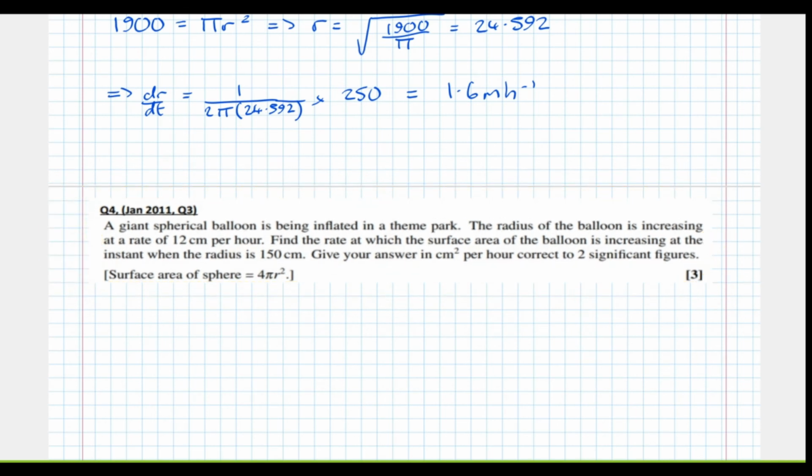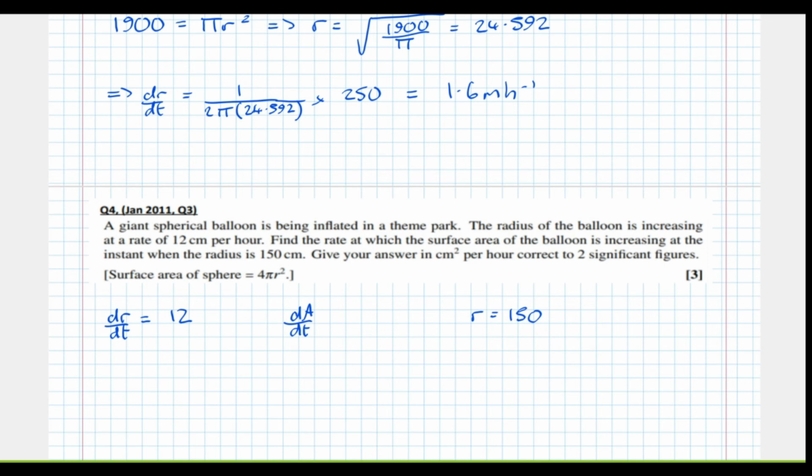There's another there. A giant spherical balloon has been inflated in a theme park. The radius of the balloon is increasing at a rate of 12 centimeters per hour. Find the rate at which the surface area of the balloon, dA by dt, is increasing at the instant when the radius is 150. Give your answer in centimeters squared per hour, correct to two significant figures.